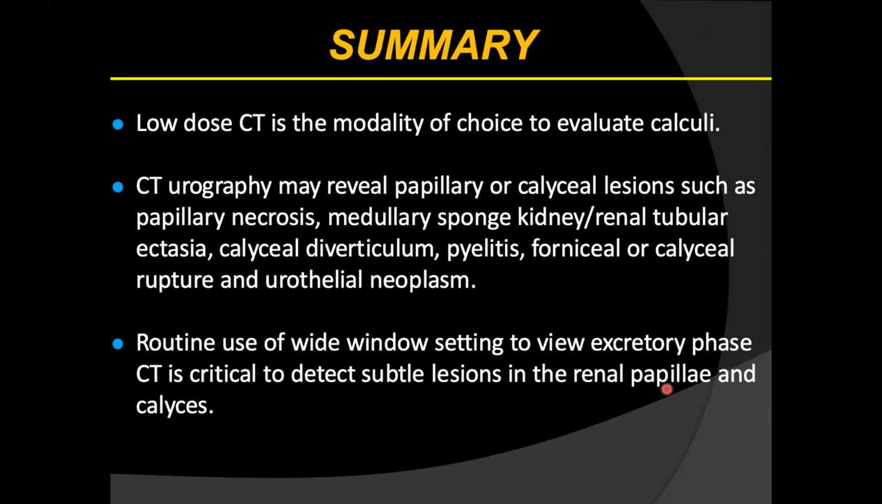So in summary, I'd like to say that low-dose CT is the modality of choice to evaluate calculi. CT urography may reveal papillary or calycial lesions such as papillary necrosis, medullary sponge kidney, renal tubular ectasia, calycial diverticuli, pyelitis, fornicial or calycial rupture, and urothelial neoplasm. And you must routinely change window, use wide window settings to view excretory phase CT, because only subtle lesions can be detected in this kind of window settings.